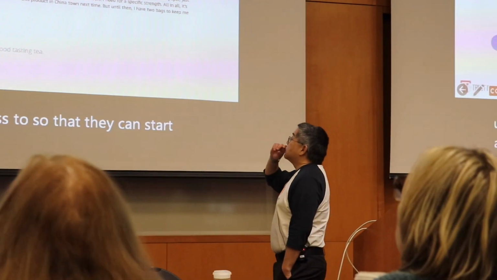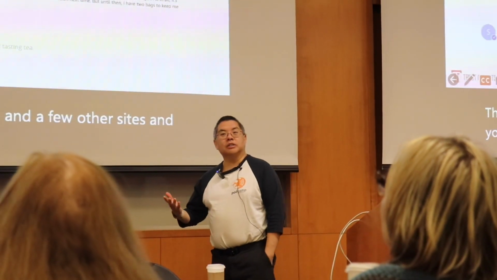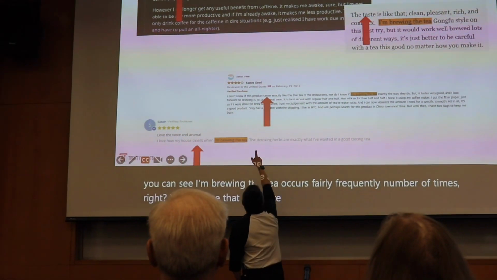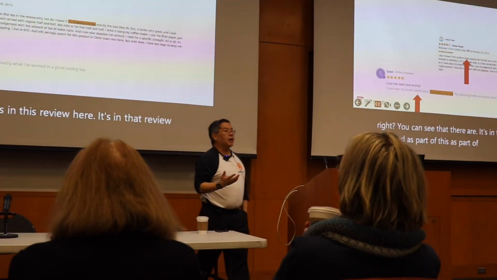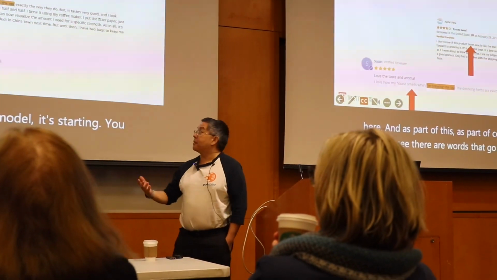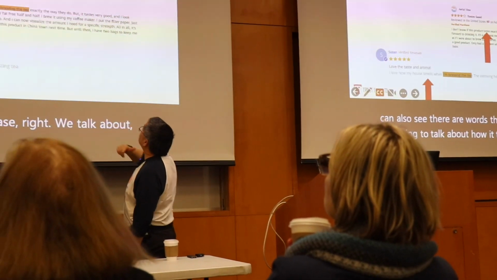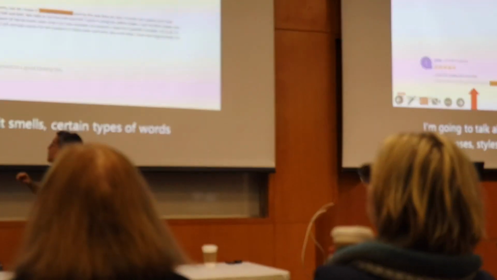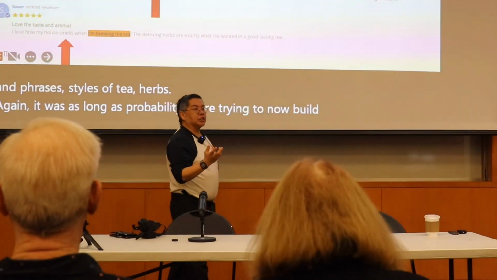These are some reviews. These are from Amazon and a few other sites. And you can see I'm brewing the tea occurs a fairly frequent number of times, right? You can see that it's in this review here, it's in that review here. And as part of constructing this model, you can also see there are words that go with this phrase, right? We talk about I'm brewing the tea, you're talking about how it tastes, how it smells, certain types of words and phrases, styles of tea, herbs. Again, this is all just probability. We're trying to now build associations in words.